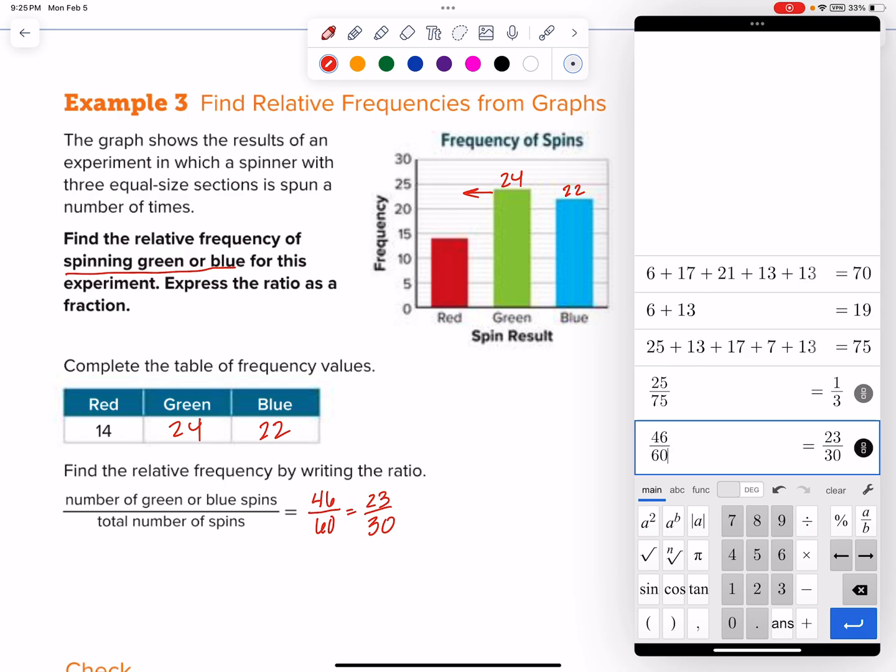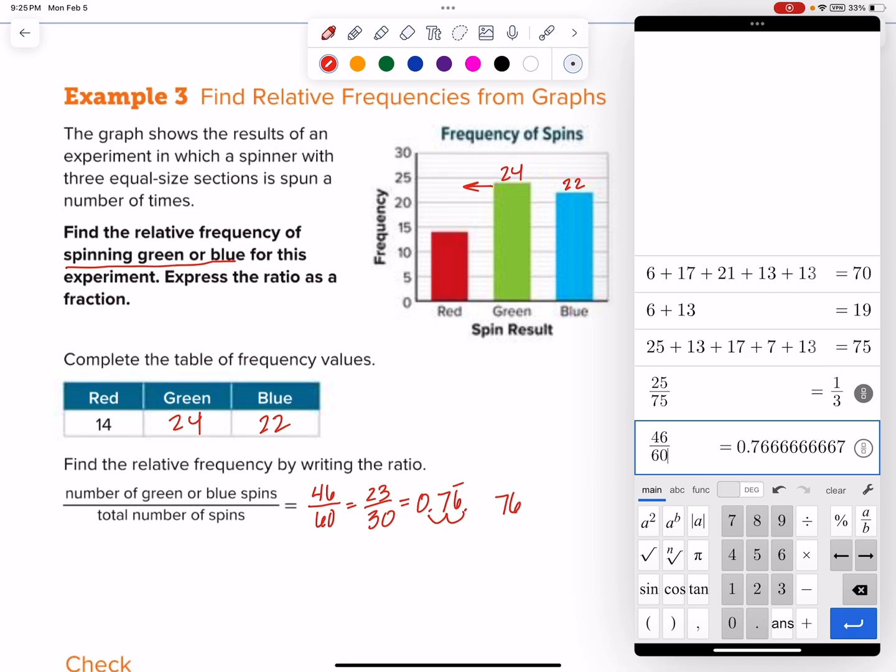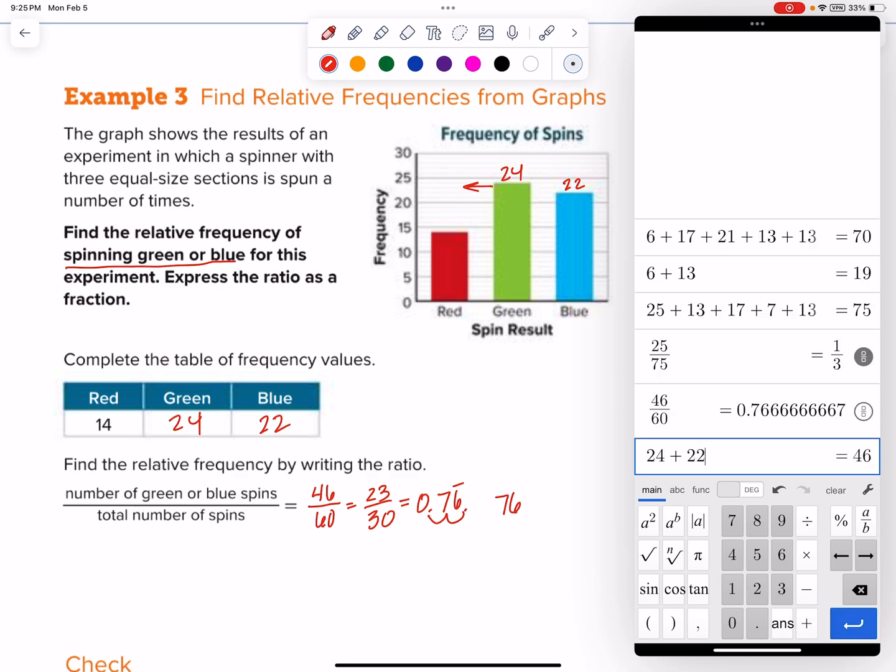Okay, which as a decimal, we can click that button again. We get 0.76 with the 6 repeating. Okay, and swoop, swoop, and we have 76. It doesn't have us round, so I just want to make sure all my numbers are correct. Yep, 46 plus 14, now 60. Okay, all my numbers are good. So we have our 23/30ths, or 0.76 with the 6 repeating.